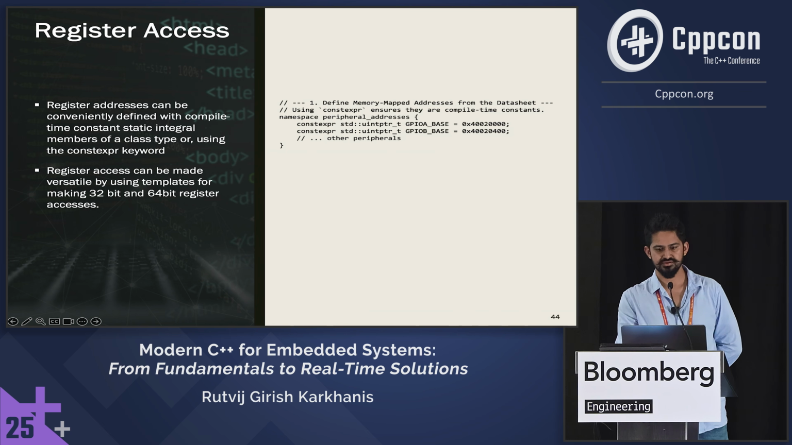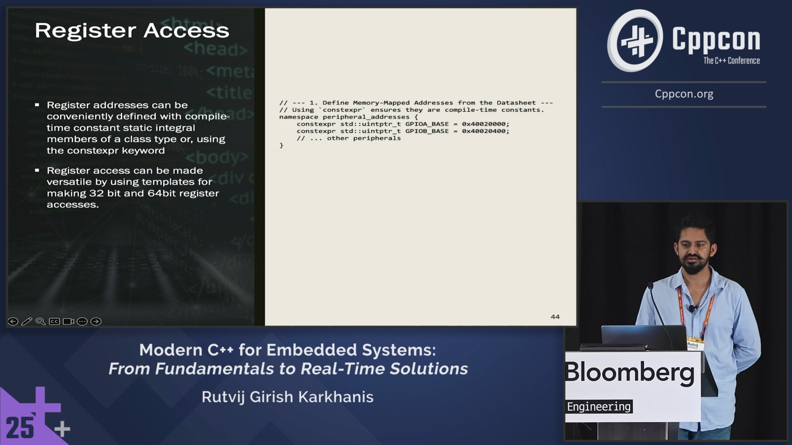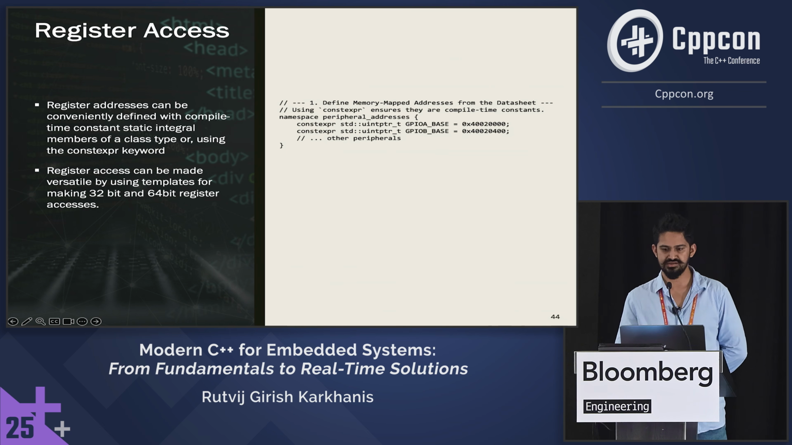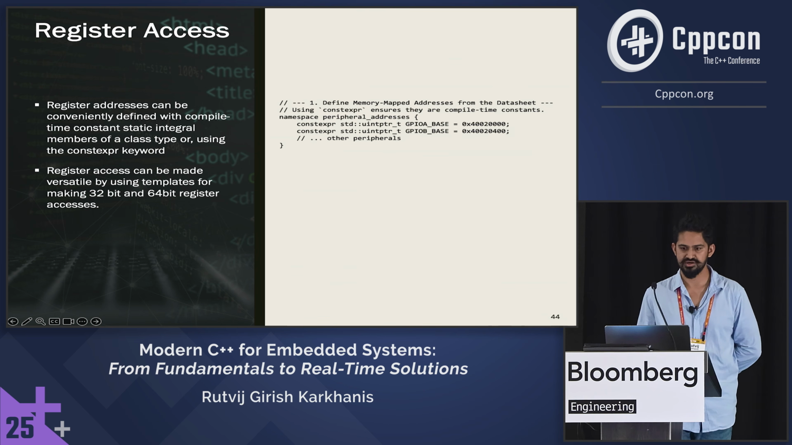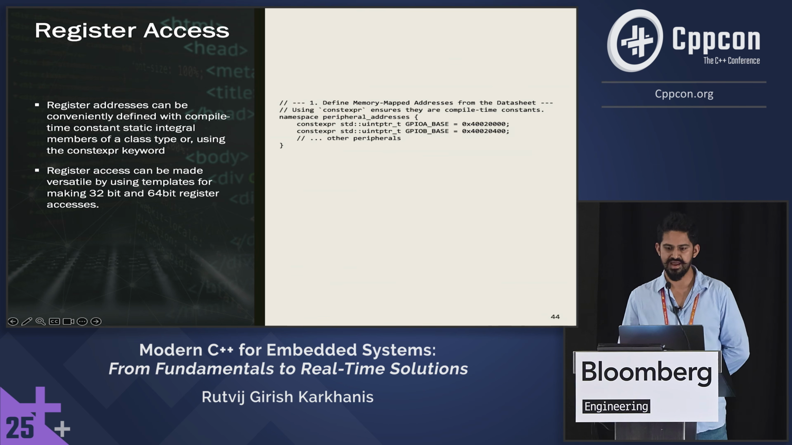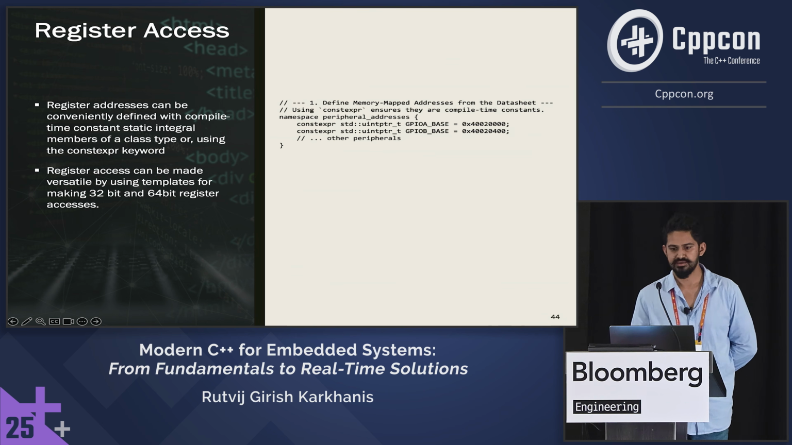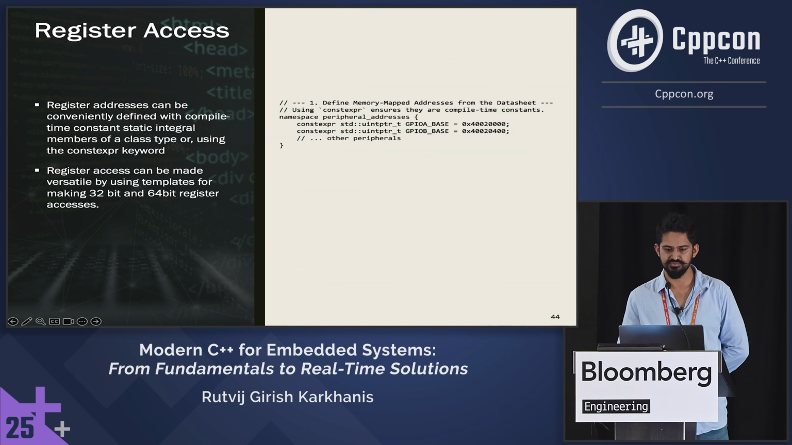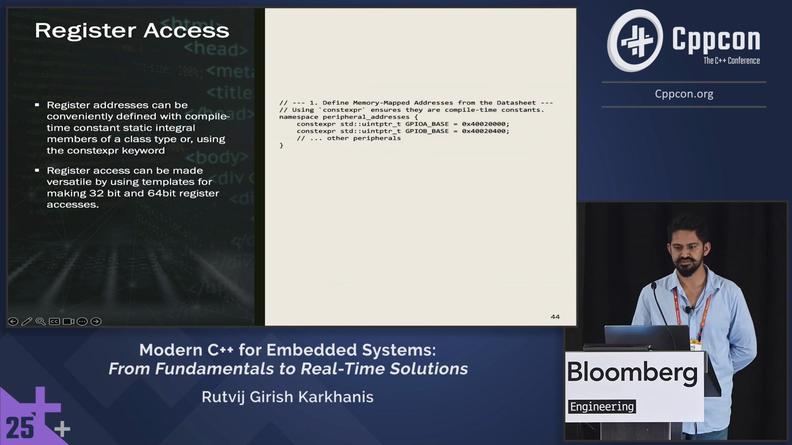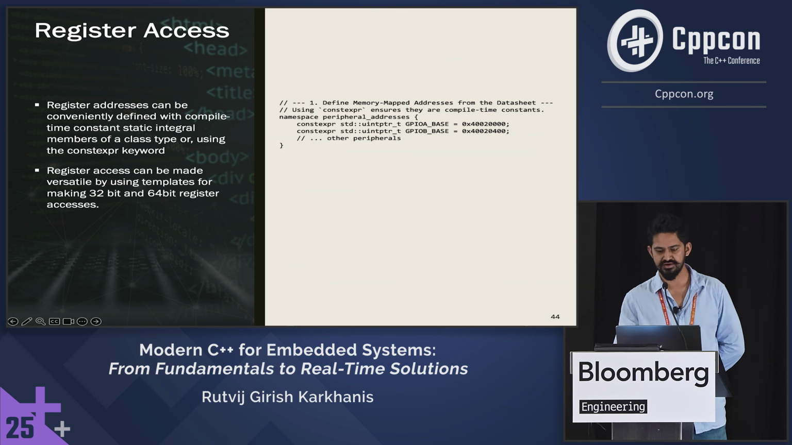Register accesses. So register addresses can be easily defined as compile time constants. In this snippet, we use the constexpr, which guarantees the address is a compile time constant, allowing for optimizations. And the type is the uintptr_t, which is the correct integer type for holding a memory address.